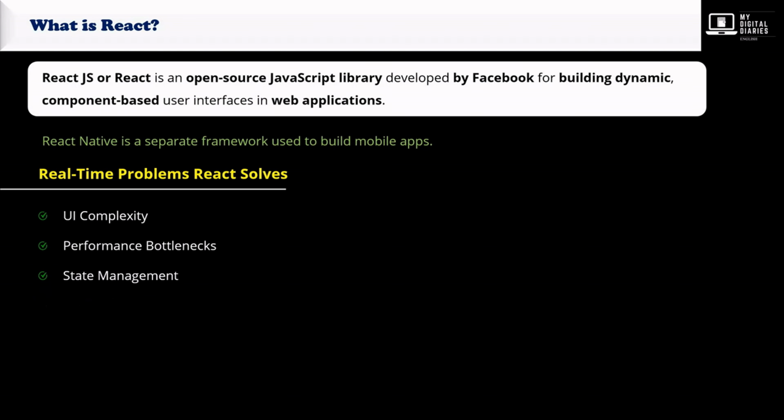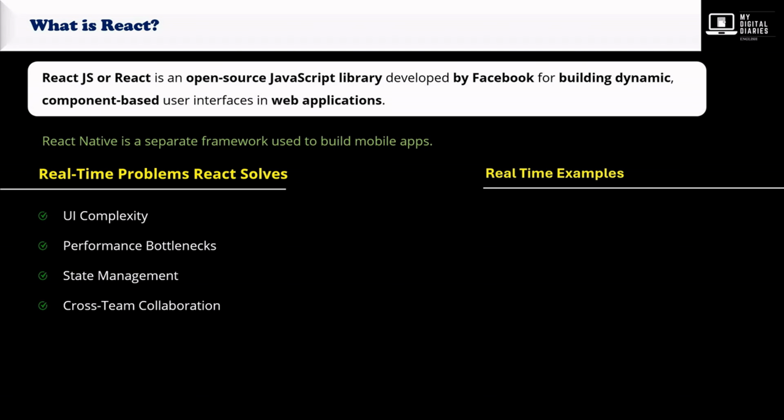Next is state management. When data changes, updating all connected parts manually is hard. React state automatically updates the UI wherever that data is used. The next is cross-team collaboration. Different teams working on the same app often have conflicts in code. React's component-based structure allows each team to work on separate modules.